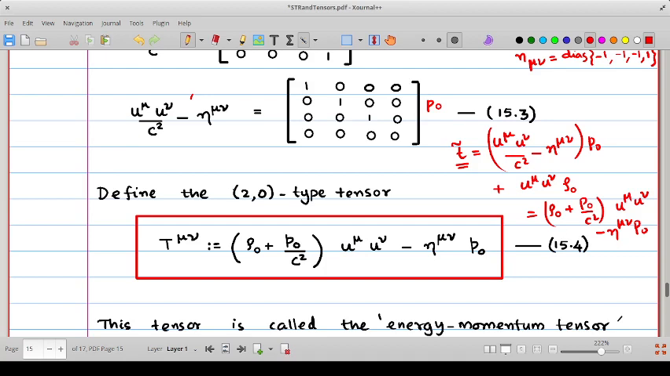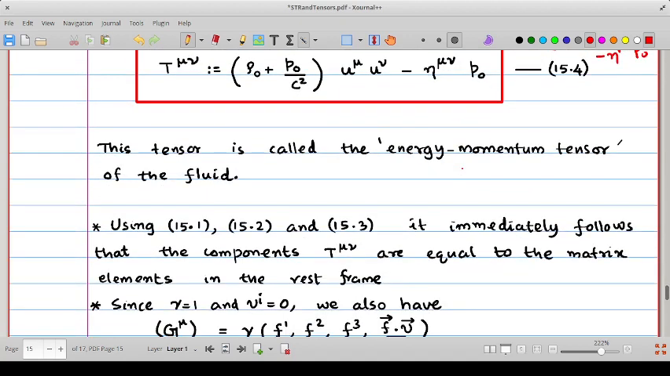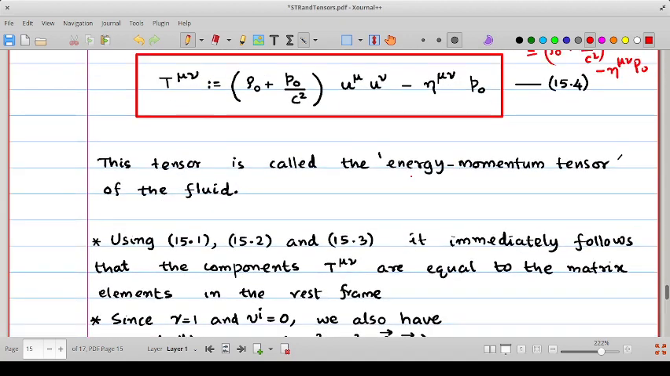So we now define a tensor of type 2-0, capital T mu nu, which is defined to be equal to rho 0 plus p0 by c square times u mu u nu minus eta mu nu p0, which happens to be equal to this matrix T tilde in the co-moving frame of the fluid element. And this tensor capital T mu nu is called the energy momentum tensor of the fluid.